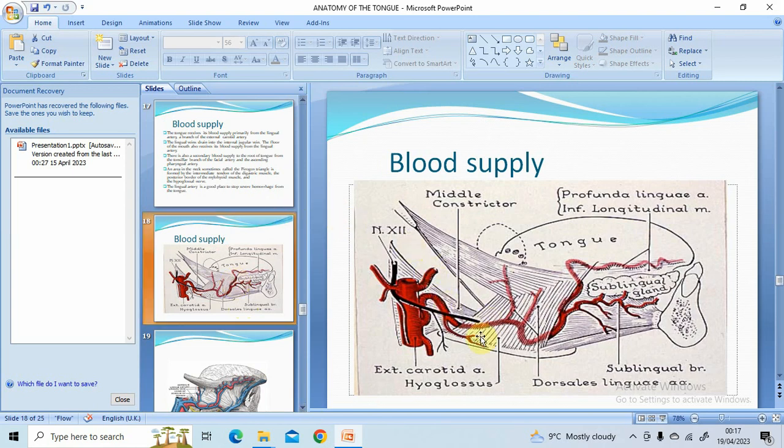This lingual artery gives several branches. You can see it passes deep to the hyoglossus muscle. Before it passes deep, it gives out a dorsal lingual branch. Immediately as it's passing through, it gives out a dorsal lingual branch into the posterior part before it gives other branches. Well, I don't want to go deep into it.